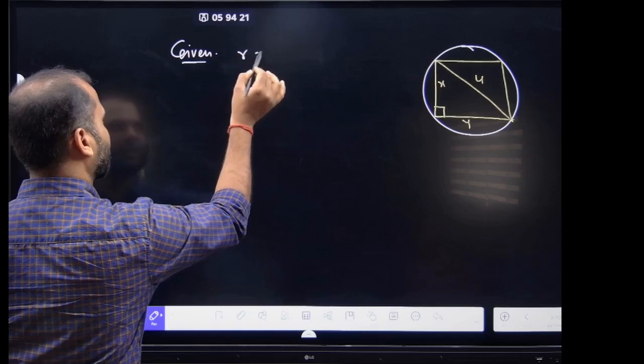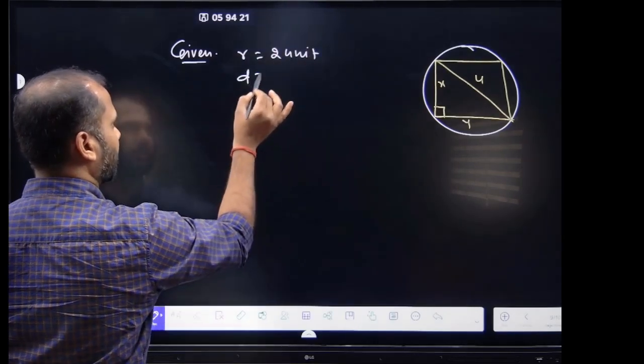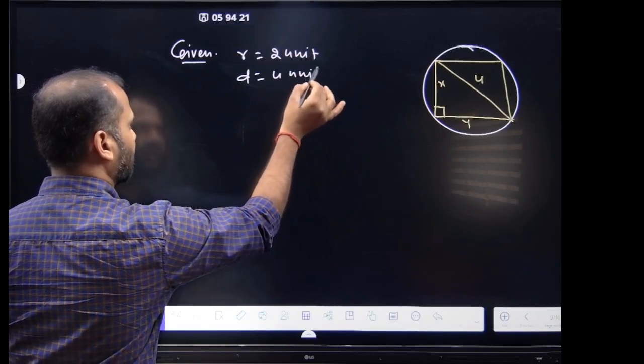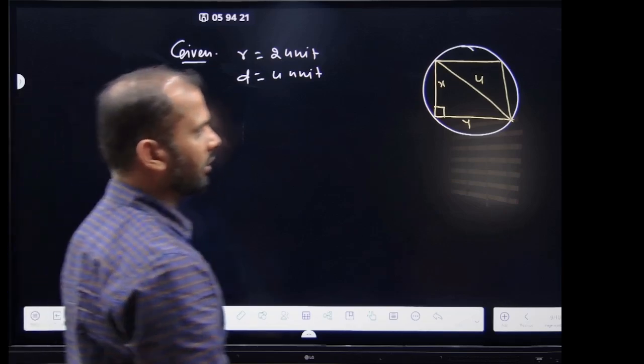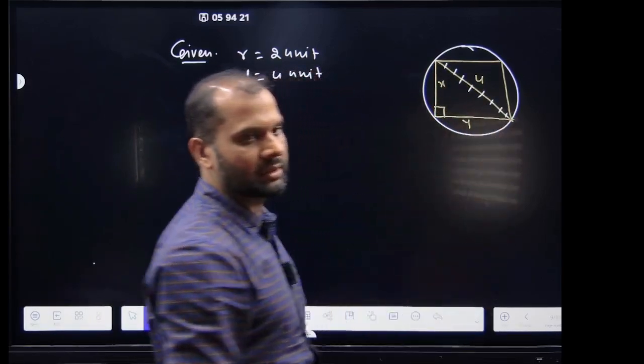The radius of the circle is given to you as 2 units, correct? So the diameter will be how much? 4 units. What relation can we establish as of now? Yes, it is a right angle triangle. This diameter will form a right angle triangle with x and y.